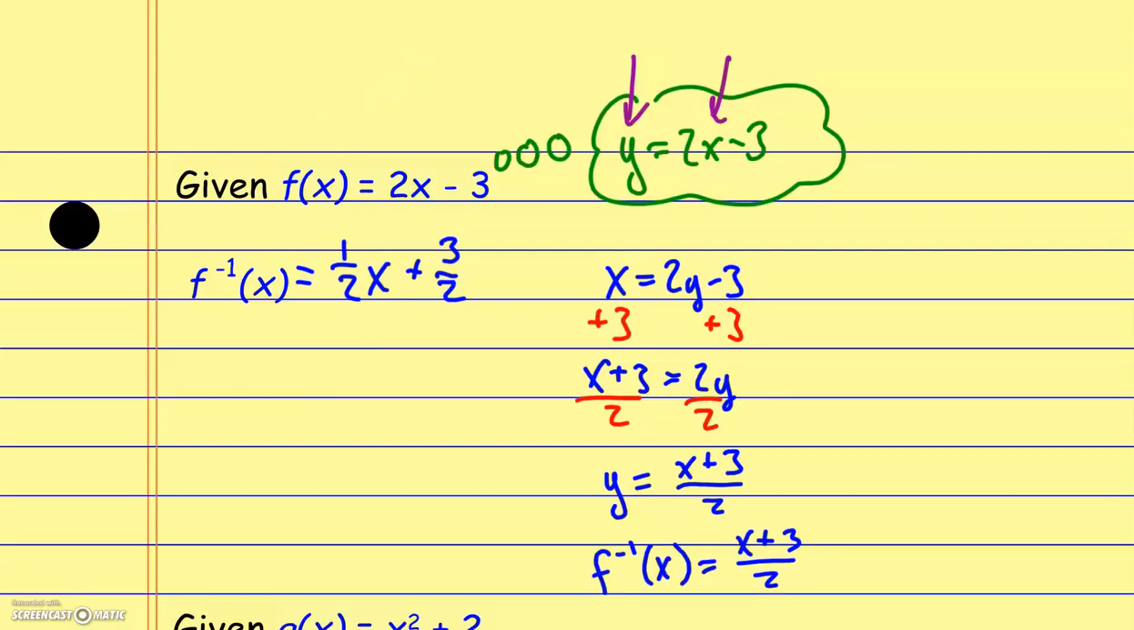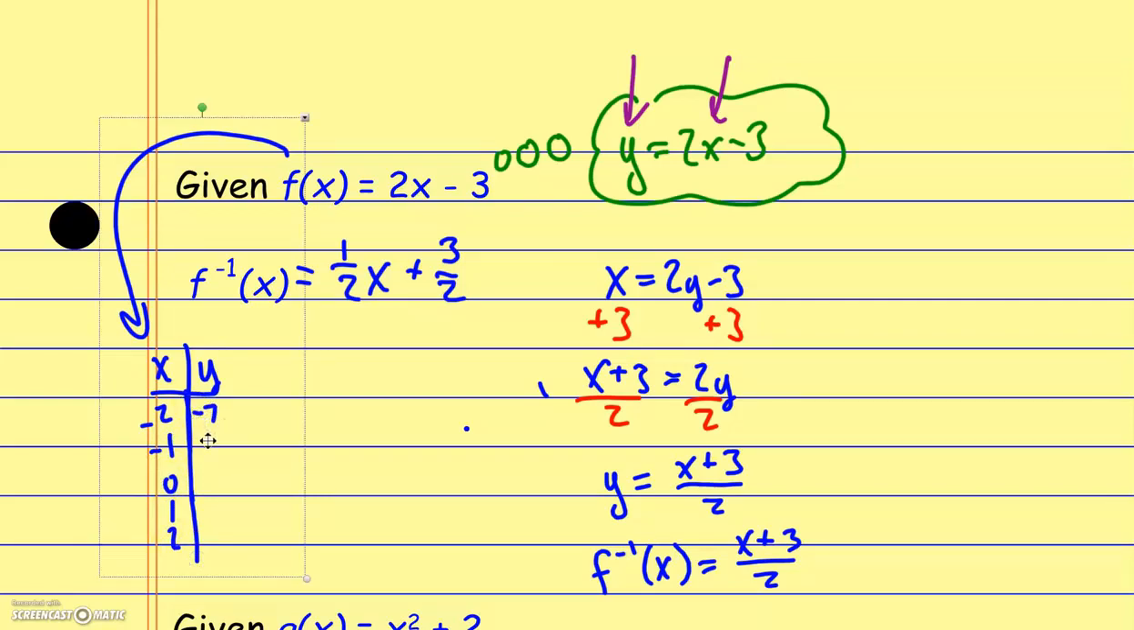And the other thing that I want to point out here, if I look at the ordered pairs from each of these, like if I were to do just a quick XY chart from this original function, maybe I'll do like -2, -1, 0, 1, and 2. If I were to plug these values in, if I plug the -2 in, I get a -7. If I plug the -1 in, I get a -5. Here I get a -3, a -1, and a +1.